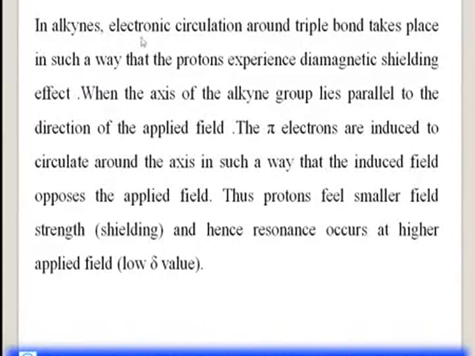In alkynes, electronic circulation around the triple bond takes place in such a way that the proton experiences a diamagnetic shielding effect. When the axis of the alkyne group lies parallel to the direction of the applied field, the pi electrons are induced to circulate around the axis in such a way that the induced field opposes the applied field, and thus the proton feels a smaller field strength, or we can say shielding, and hence resonance occurs at a lower value of delta, or we can say higher applied field, to overcome these induced magnetic fields to reach the position of resonance.